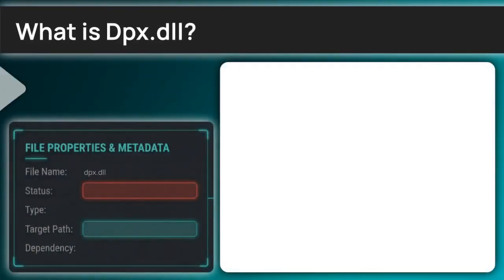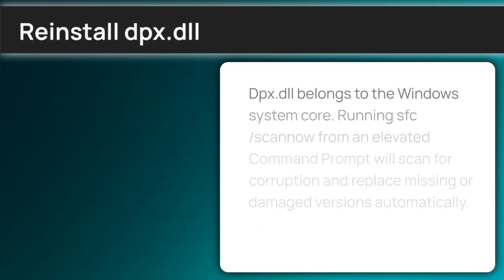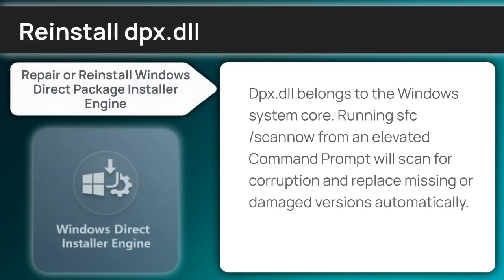This is the Dpx library, the direct package extraction library. It manages the unmanaged decompression and extraction of Windows update packages, MSU and .cab, into system servicing manifests. Since we've identified what's missing, let's try the official recovery method. Dpx belongs to the Windows System Core. Running sfc /scannow now from an elevated command prompt will scan for corruption and replace missing or damaged versions automatically.